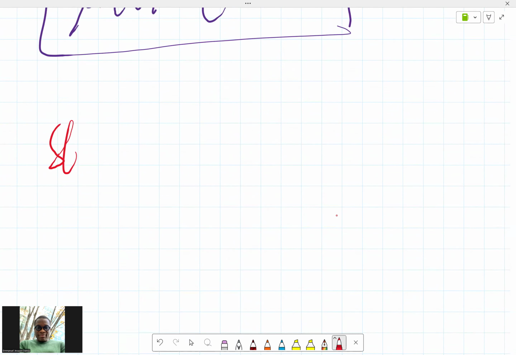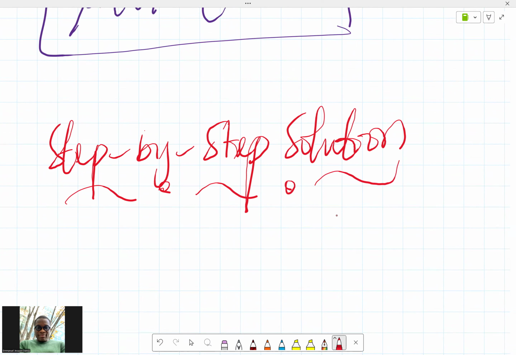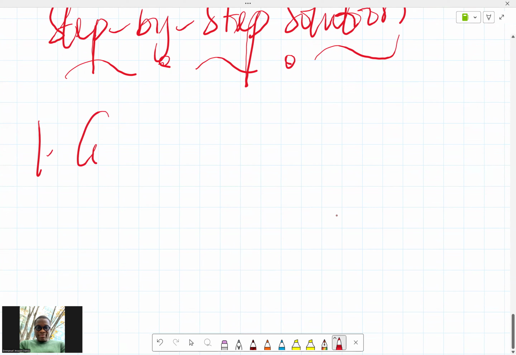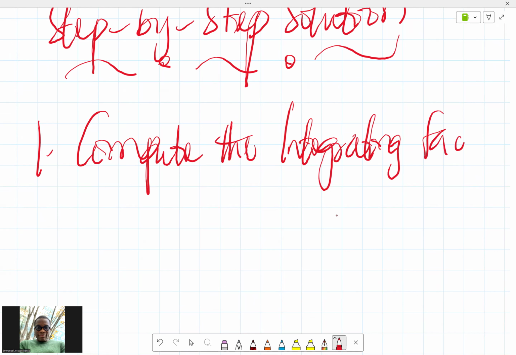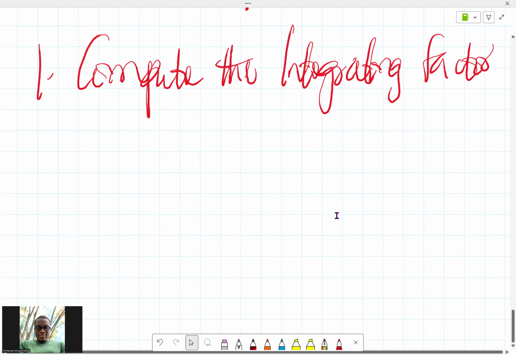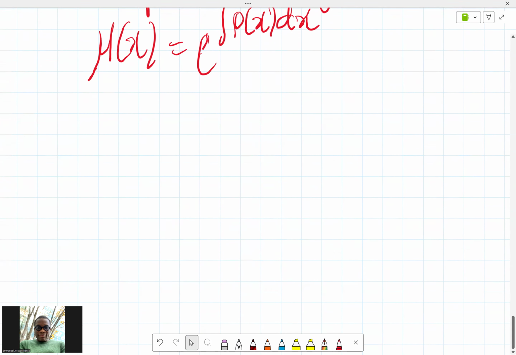So, step-by-step solution. The first thing is to compute the integrating factor, which we have just shown. After that, I'll just call it IF. So the integrating factor mu of x is equal to e raised to the power of the integral of p of x dx. That gives us the integrating factor. So that's the first thing.